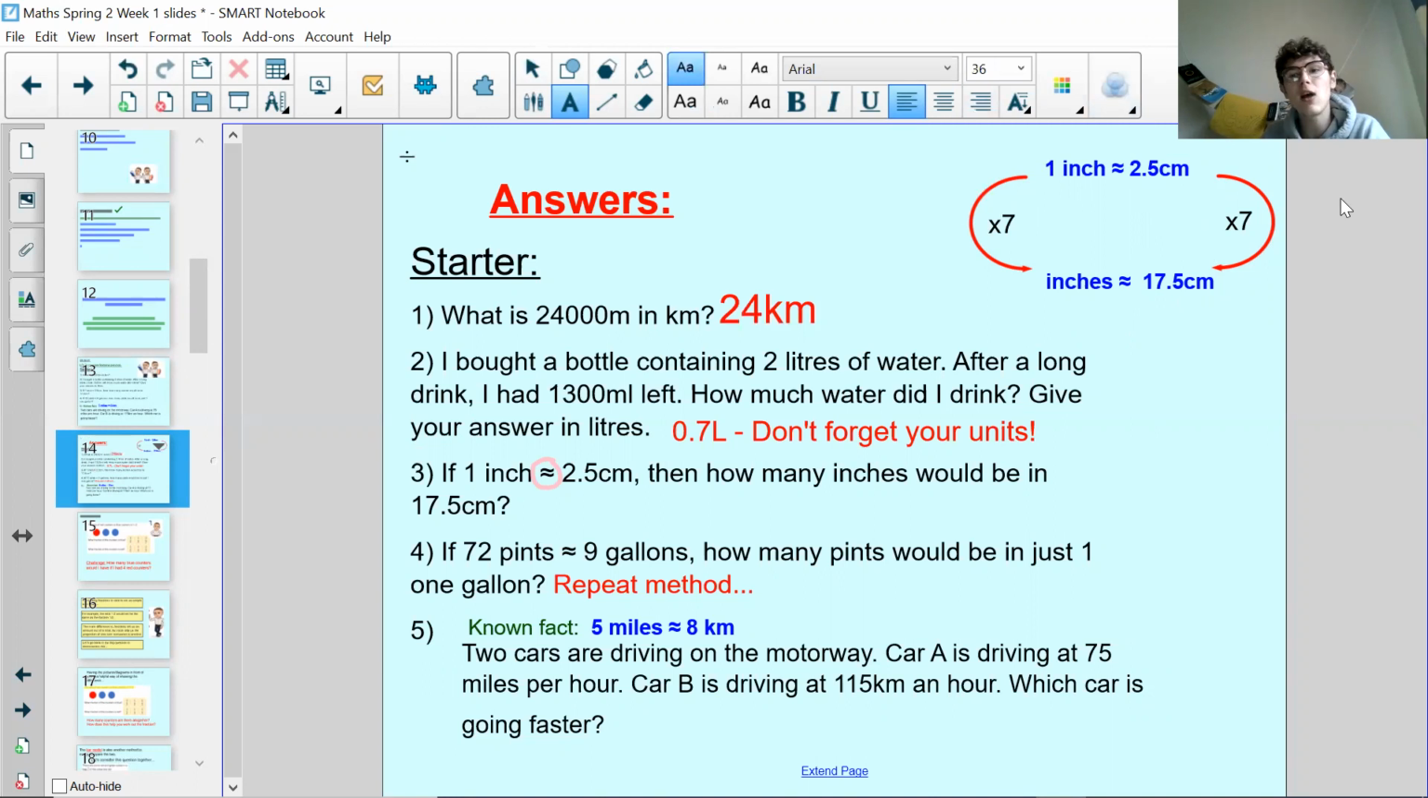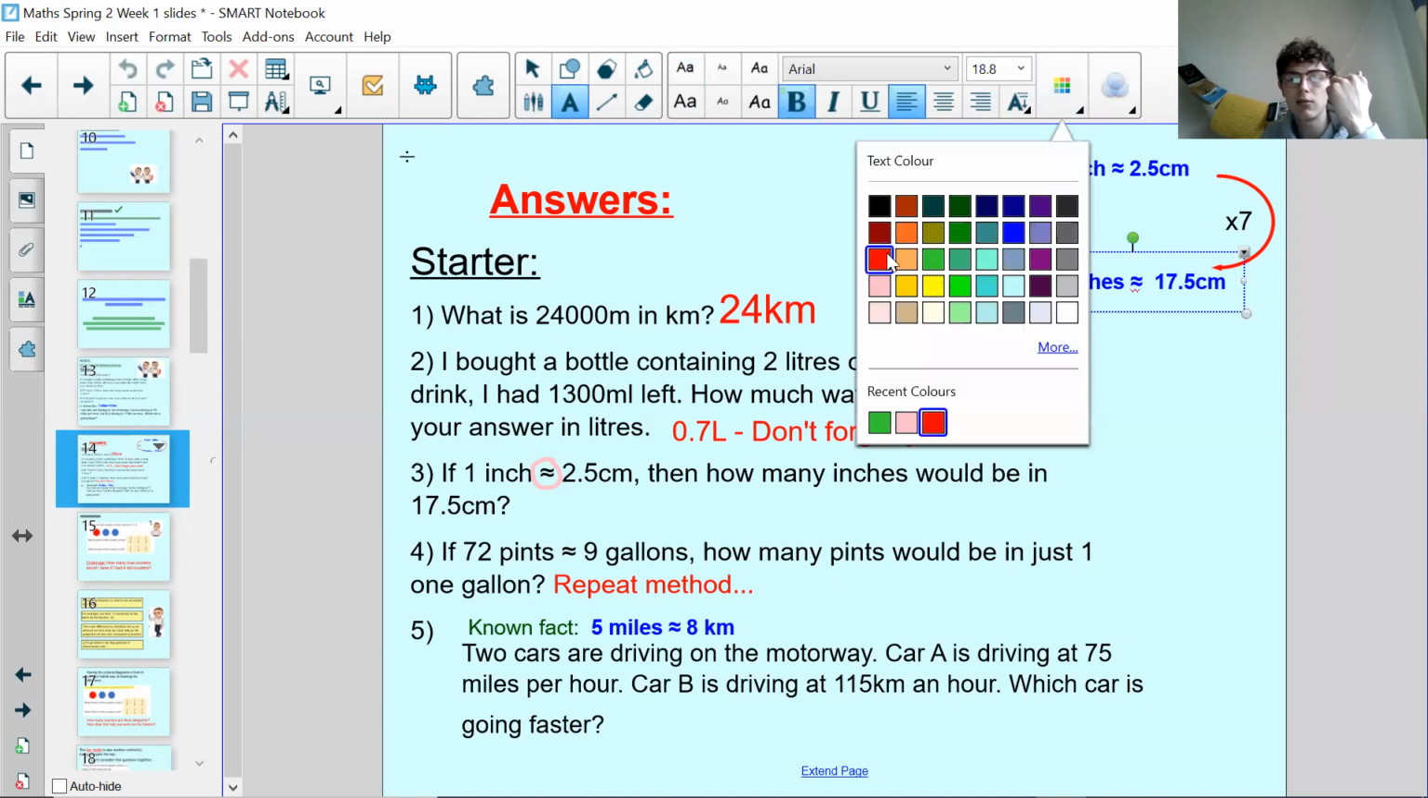And what we do to one side, we have to do it to the other. So 1 times 7 gives us 7, okay? So our 7 inches is approximately equal to 17.5 centimeters. So if you got that, well done. I will highlight it red for you.